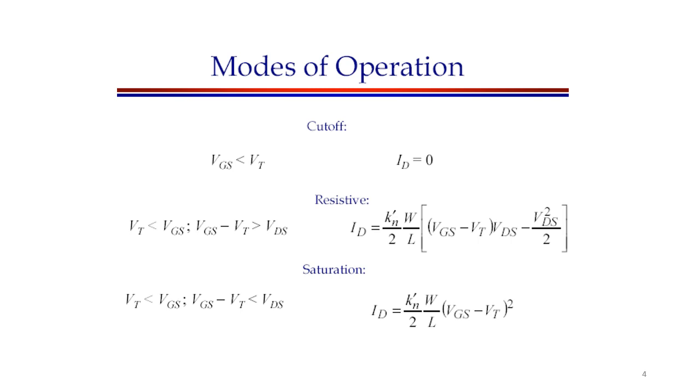Second is the resistive region, in which the gate voltage is greater than the threshold voltage and the drain to source voltage is less than VGS minus VT. In this case, the device will operate in the resistive or linear region, and the drain current is given by Kn by 2 into W by L into VGS minus VT into VDS minus VDS square by 2. Third case is the saturation region, when the drain voltage is greater than VGS minus VT.